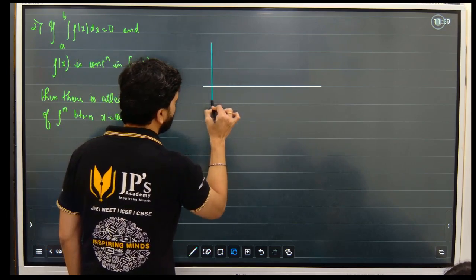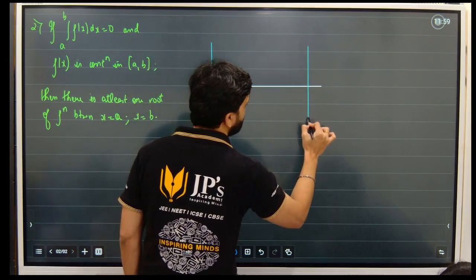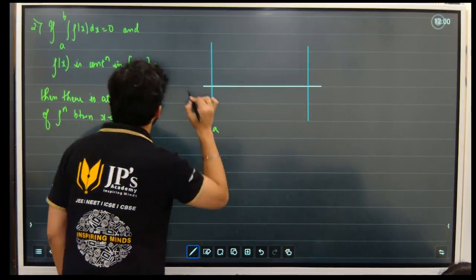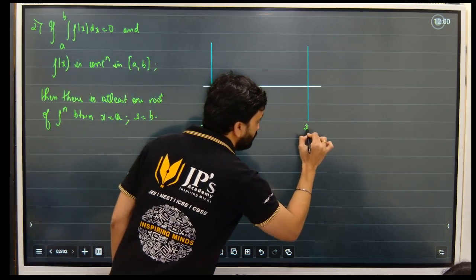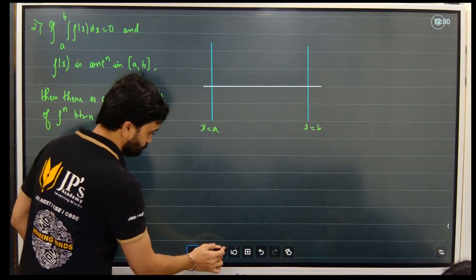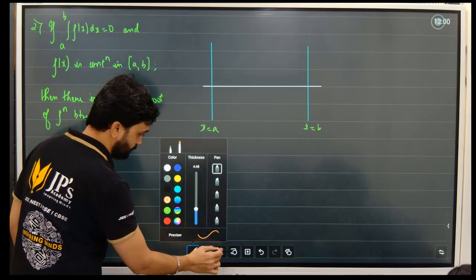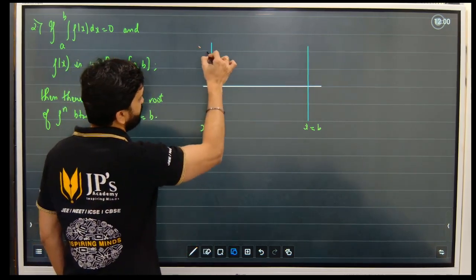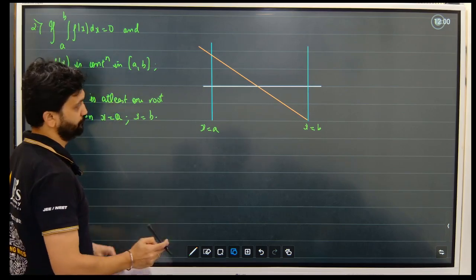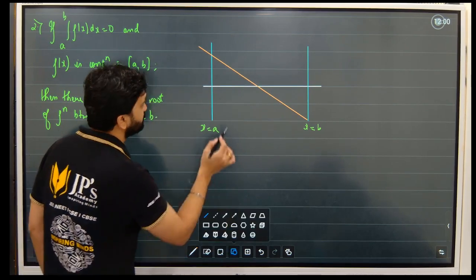This is my x is equal to a, this is my x is equal to b. Okay, this is my x is equal to a because it is a to b. This is your x is equal to b. Now if a graph is given to me, let's say for example this is the graph, this is my graph. This is the graph that is given to me. My area would be somewhere on these lines. See this.